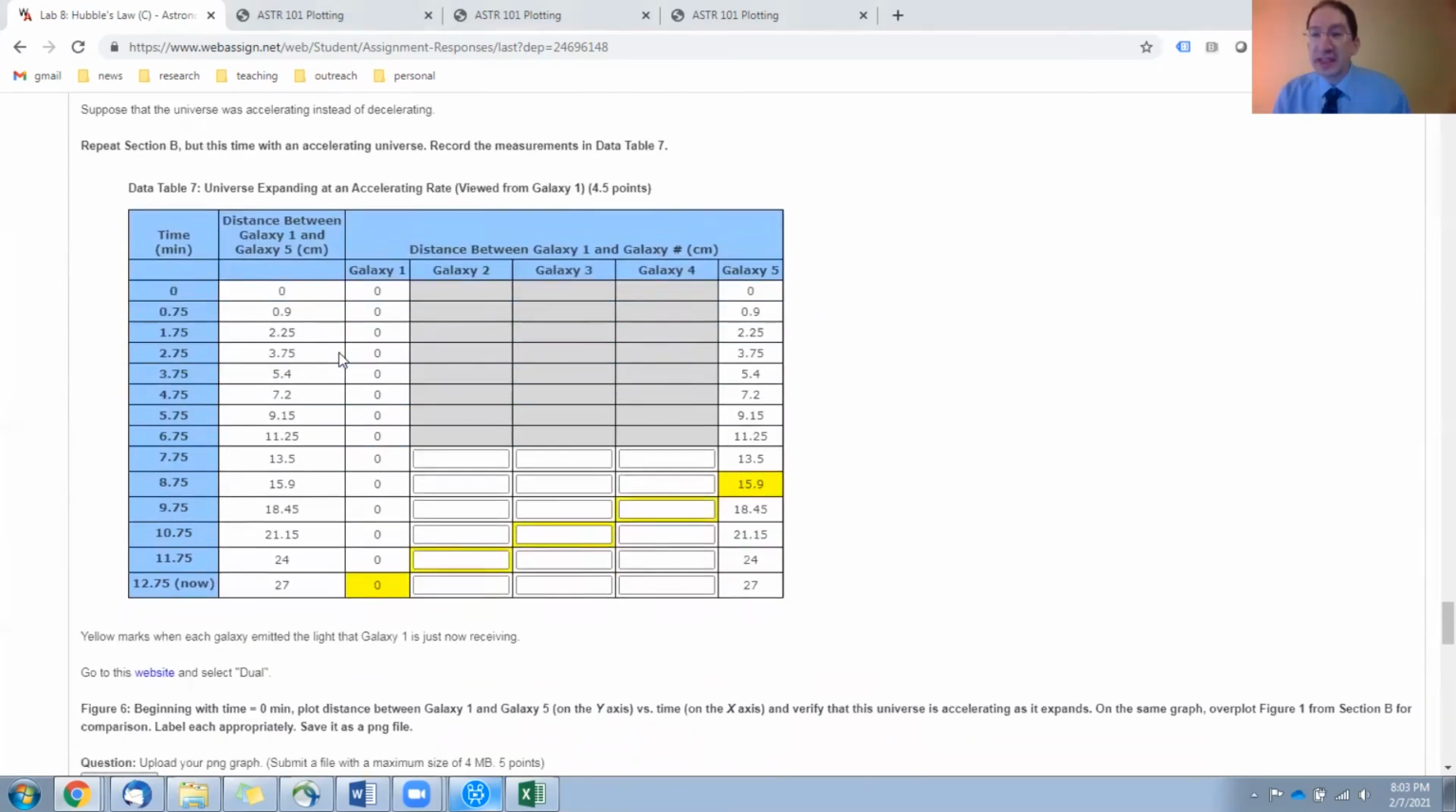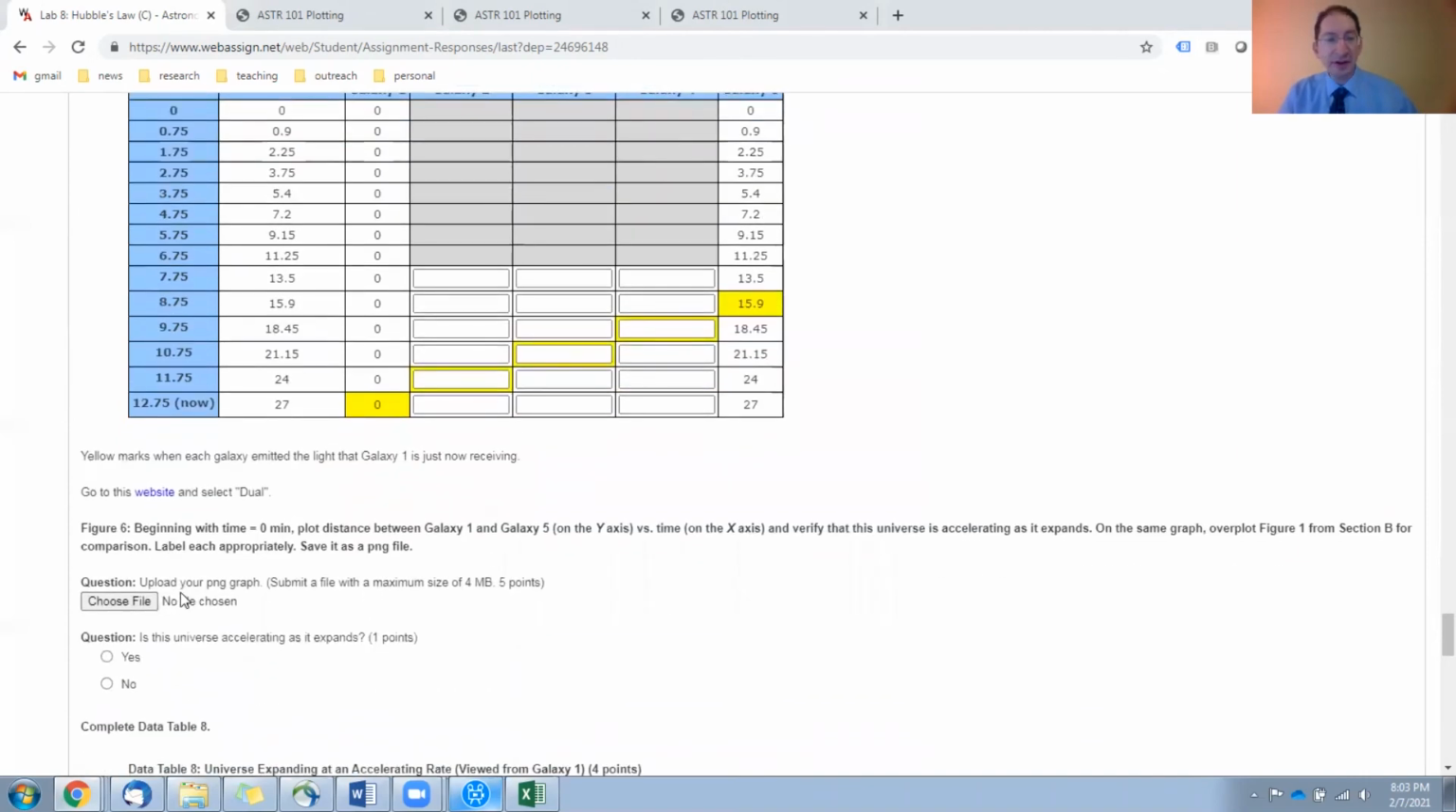Lastly, we're going to repeat the experiment with an accelerating universe. That's what we have in this table. You'll begin by making your measurements, but then you'll make a dual plot of how the distance between galaxy 1 and galaxy 5 is changing with time. And again, you'll overplot this for a constantly expanding universe, so you can compare and contrast and confirm that we are now looking at an accelerating universe. And you'll save that figure and upload it here. And it asks you, is this universe accelerating as it expands?